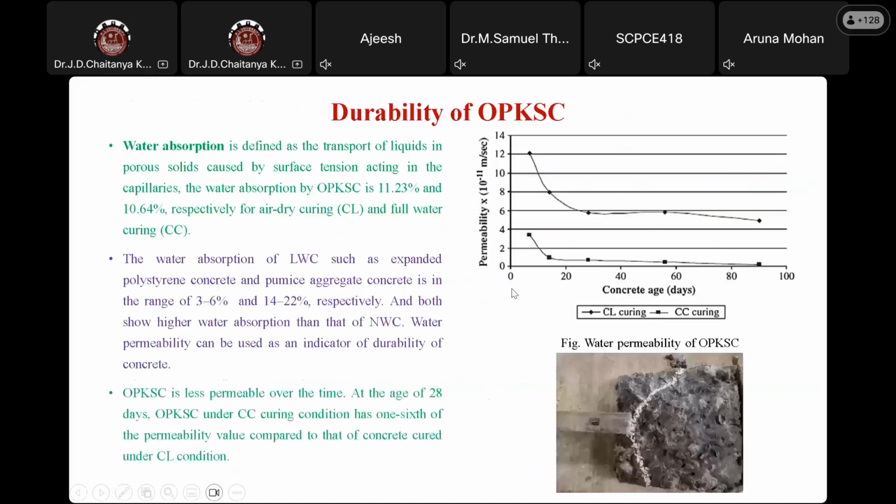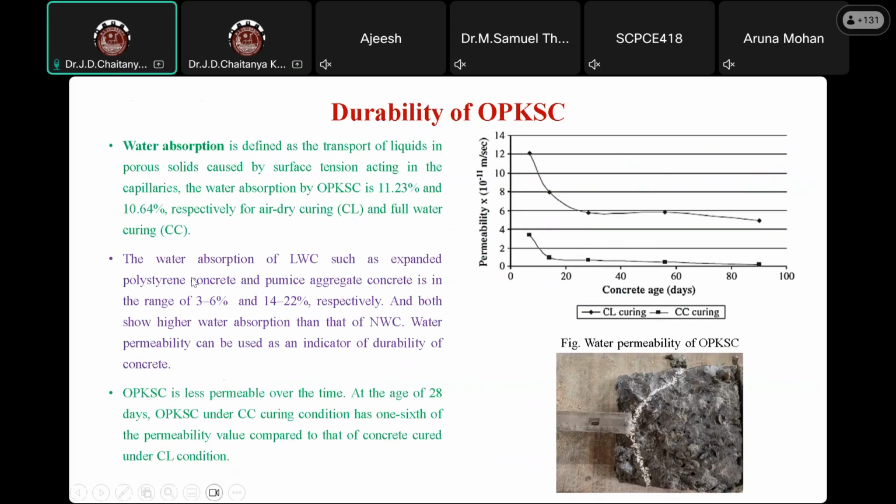So here, durability is also a major criterion we have to check for the replacement concrete. You can observe here that water absorption is defined as the transport of liquids in porous concrete, porous solids, caused by surface tension. For a particular research the water absorption is mentioned here as 11.23, and there is another research; you can observe the figures on the right side of the slide.